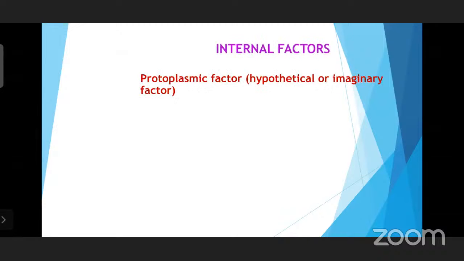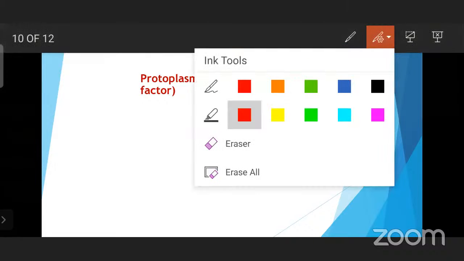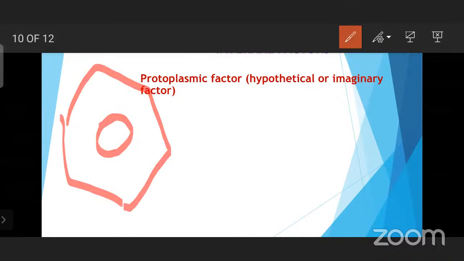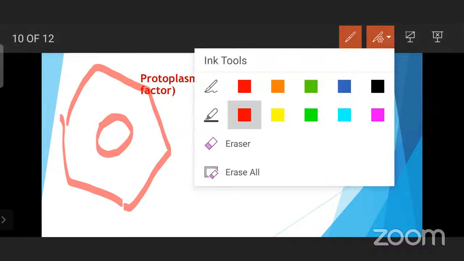Coming to the internal factors. Internal factors means inside the plant. Let us see the protoplasmic factor. You know protoplasm. Every cell has cellular content. The jelly-like material which is present in the cell is the protoplasm.